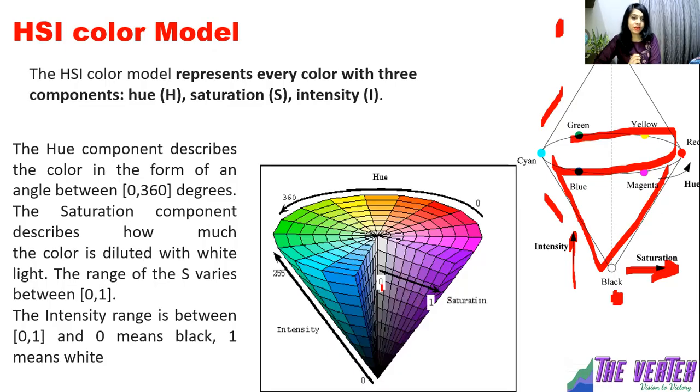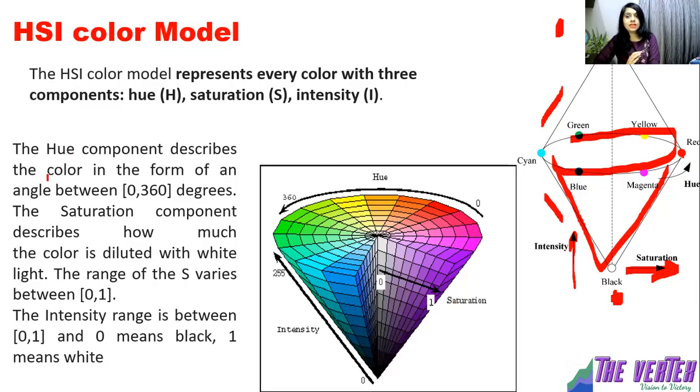The saturation varies from 0 to 1. As I have told earlier also, the highest value of saturation gives you the original color or original level of that particular color. That means if saturation increases, you will get the original form of that color. And when saturation decreases, you will get a pale form or dull form of that particular color.